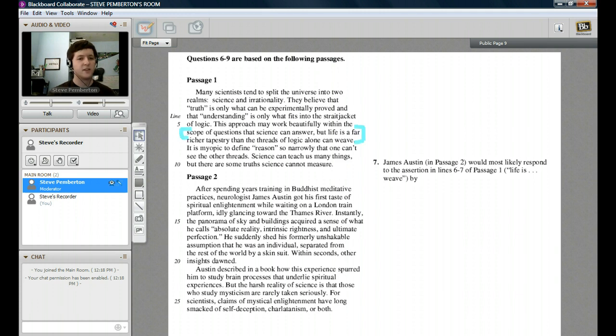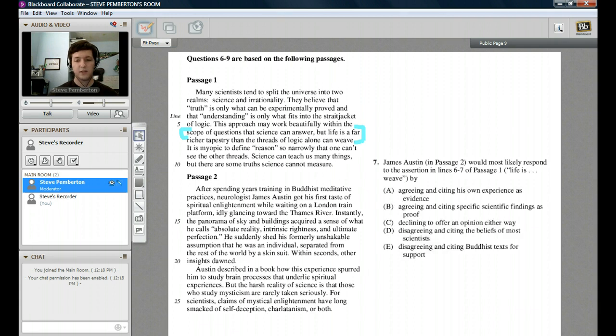This is the part of passage 1 that seems to be criticizing science. James Austin, after his little experience, probably would agree with it too. So James Austin probably would say it's a good assertion. So let's look for the answers and see what even comes close to that idea, being a good assertion. So agreeing and citing his own experience as evidence, possibly, let's leave it. Agreeing and citing specific scientific findings as proof. On our first pass, let's leave it. We'll be critical later. But A and B both have this agreeing idea. C, declining to offer an opinion. He does have an opinion, so no. D, disagreeing and citing the specific beliefs of most. He wouldn't disagree.